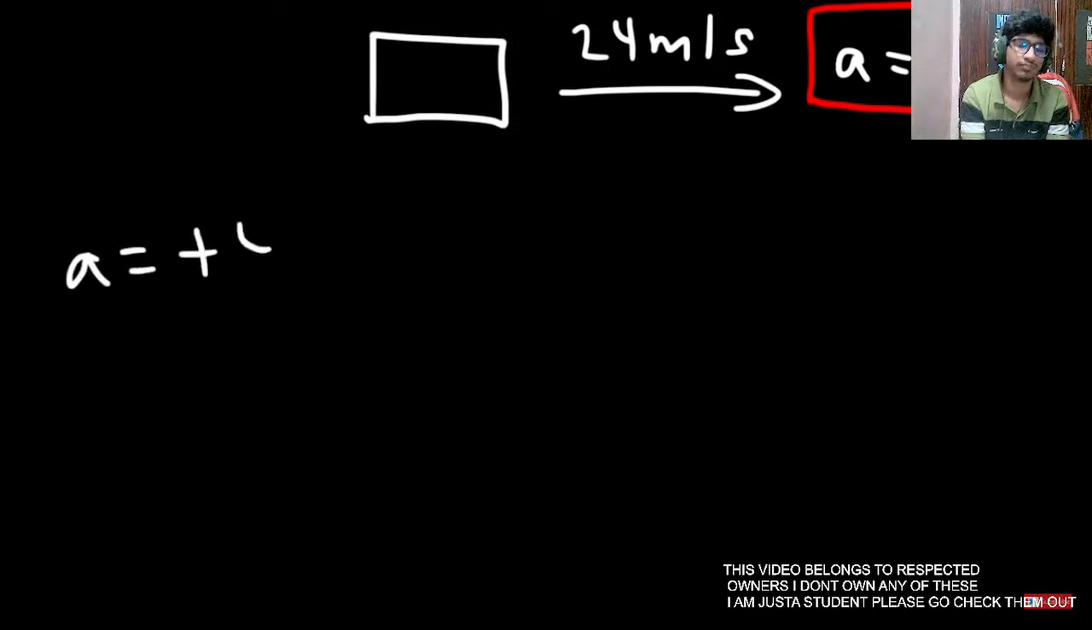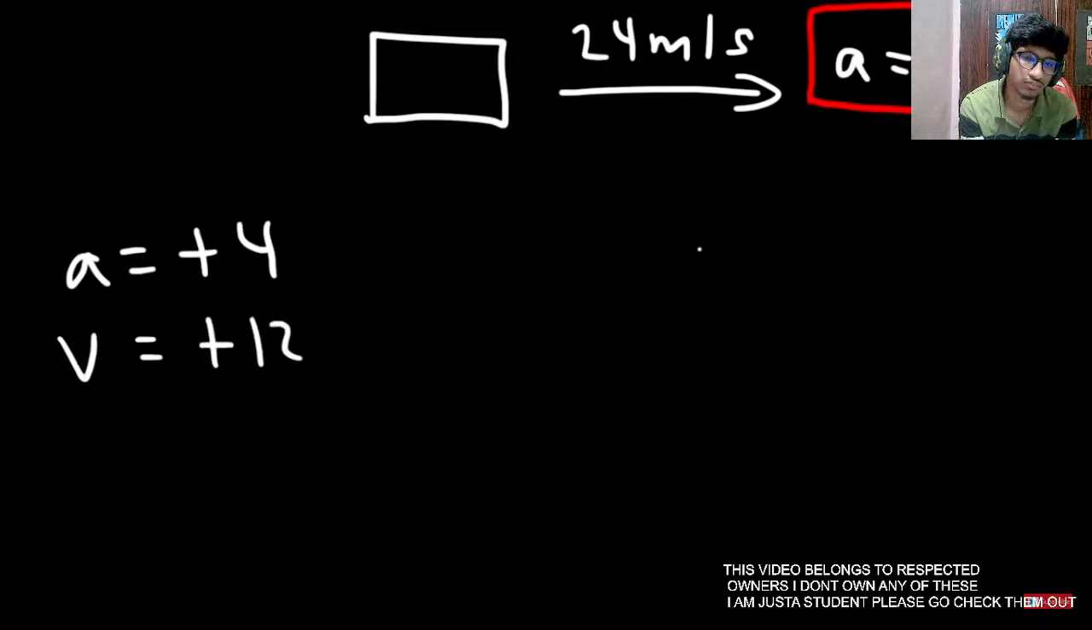Whenever the acceleration and velocity have opposite signs, the object is slowing down. Whenever they have the same sign, it's speeding up. In the last example, the acceleration was positive 4 and the velocity had positive values. It started with positive 12. And so because velocity and acceleration have the same sign, the object was speeding up.